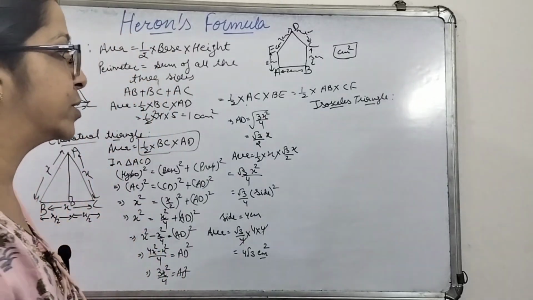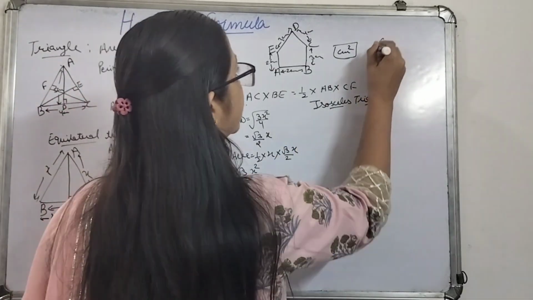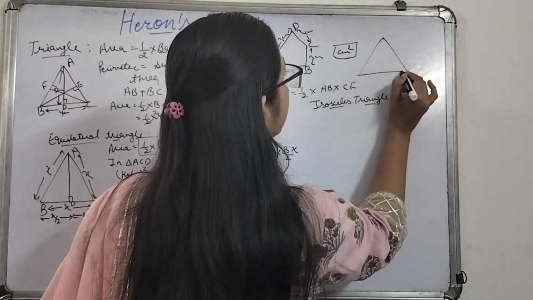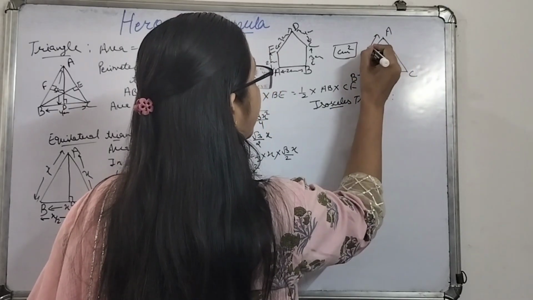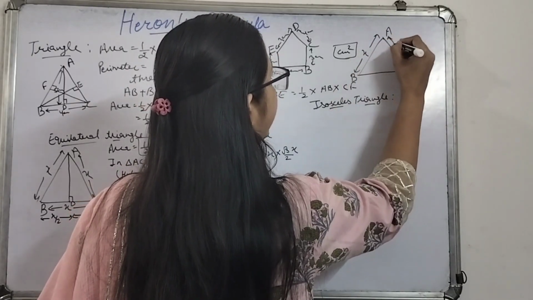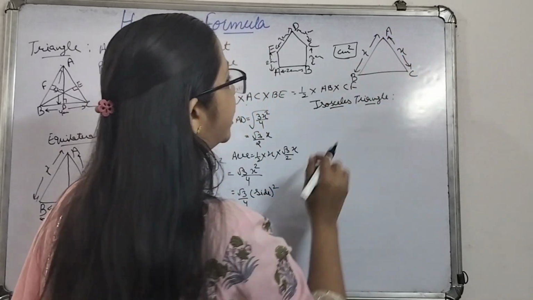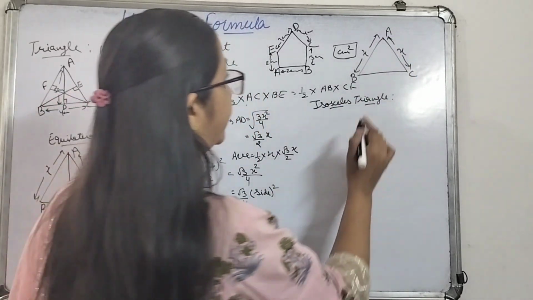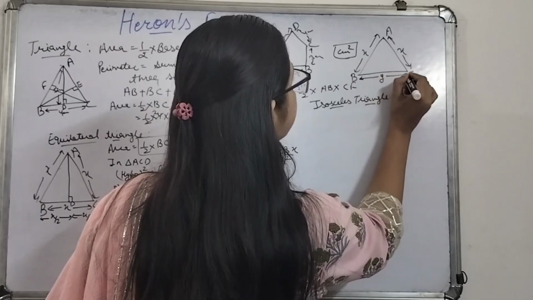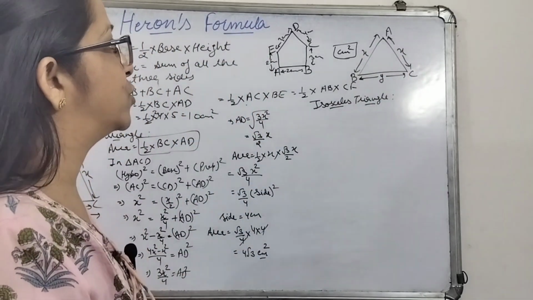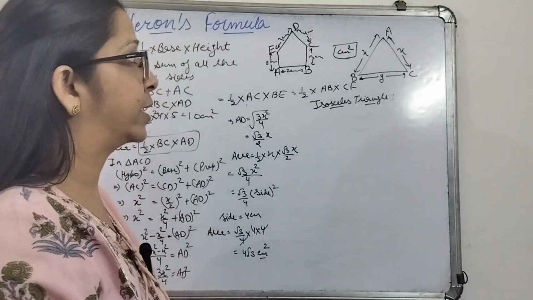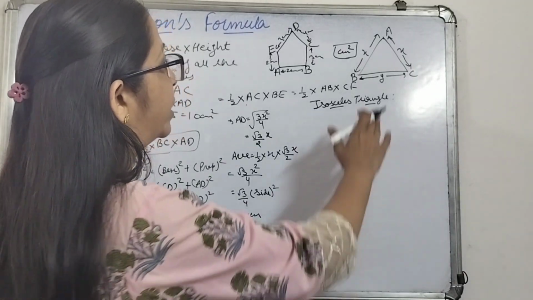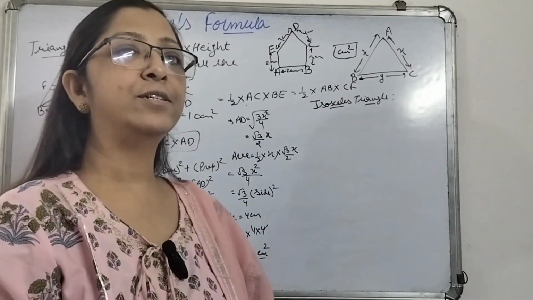We know the isosceles triangle is the triangle in which two sides are equal. If this is your triangle ABC, in which AB is x and AC is also x, that means the equal sides are AB and AC, and BC is y centimeter. If these are the measurements of the sides of an isosceles triangle, how can we find the area of this isosceles triangle?